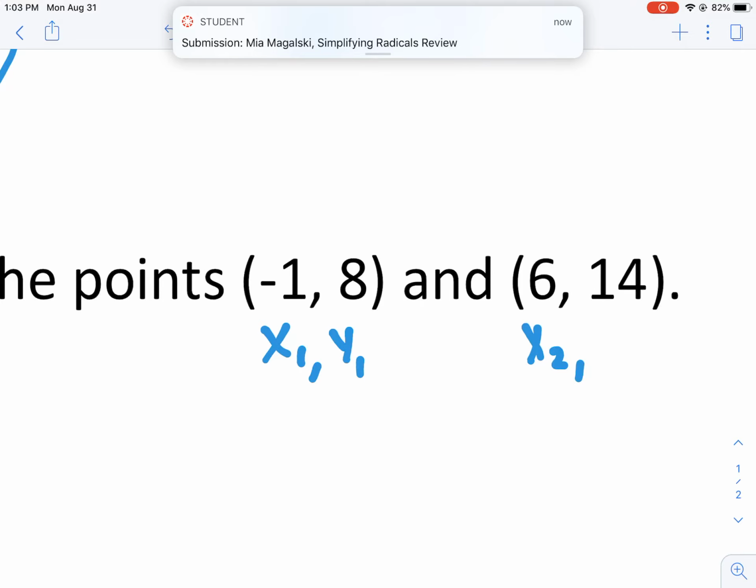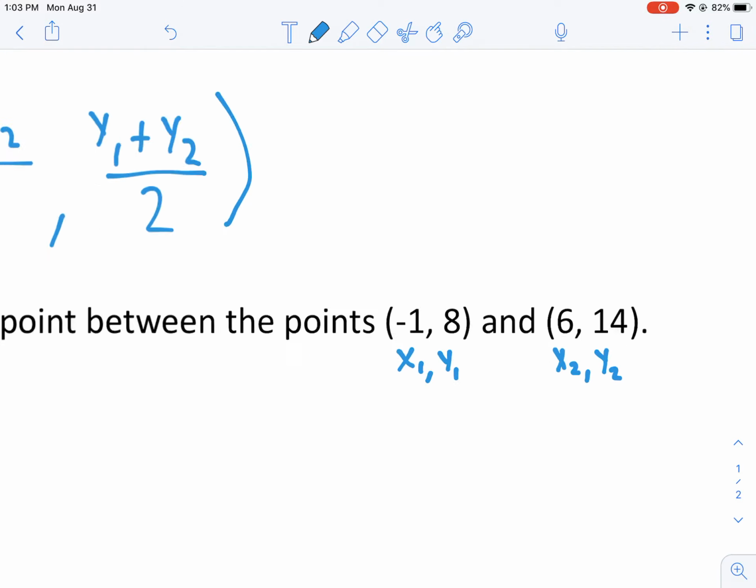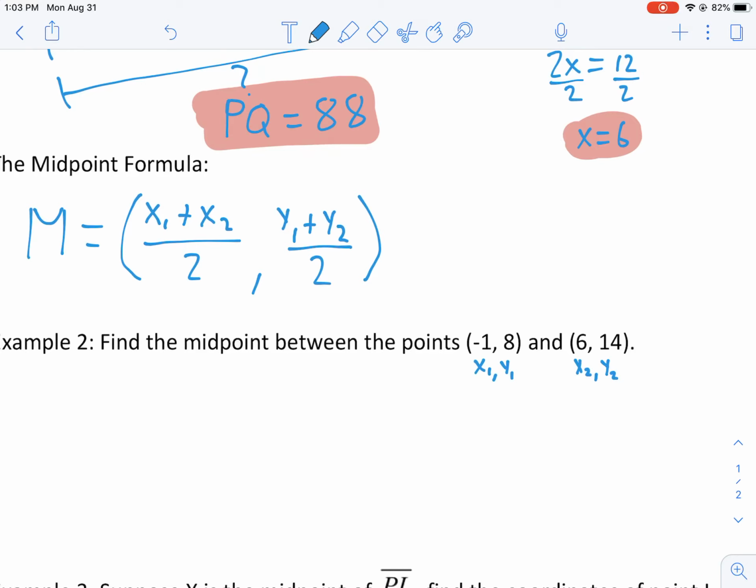That's loud. I'm going to come through and label this. So we've got x1, y1, and we've got x2, y2. All we're going to do is use this formula above. So the midpoint is going to be equal to x1 plus x2, that's -1 plus 6, divided by 2. And then y1 plus y2, that's 8 plus 14.